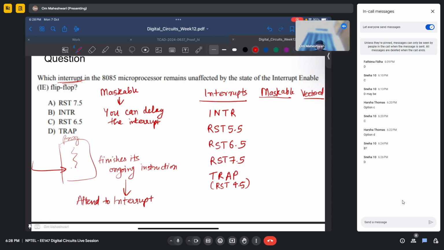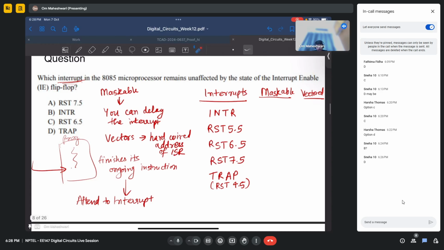Similarly, vectored means the interrupt has the address. So vectored has a hard-wired address of the ISR.